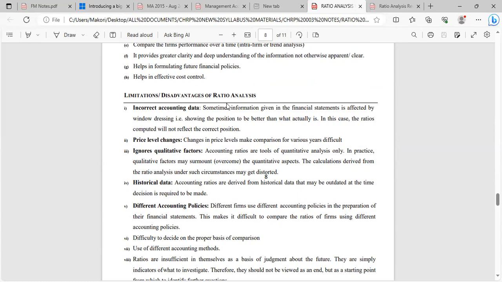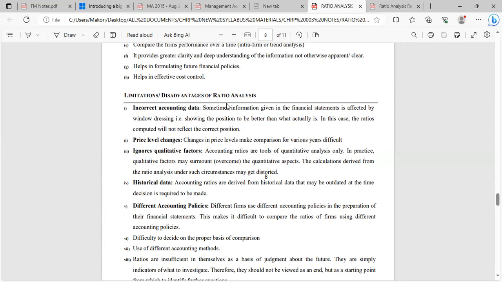Price changes. Changes in price make comparison in various years difficult. For example, you can find that last year the cost of items was very cheap, but this year the cost of items has gone high. So comparing the performance between the two years becomes a challenge as a result of the price level changes.